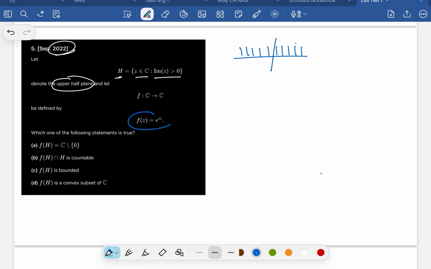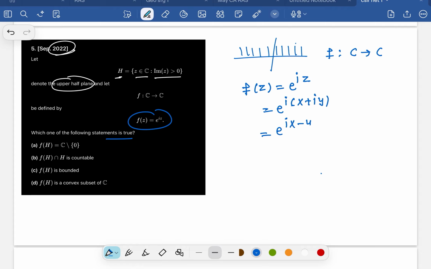Here the function is defined as f(z) = e to the power iota z, where f is a function from C to C. Which one of the following statements is true? See, first of all, let's break it. I can write z as x plus iota y. So this is equal to e to the power iota (x plus iota y), which is e to the power iota x minus y. We can write it as e to the power iota x into e to the power minus y.